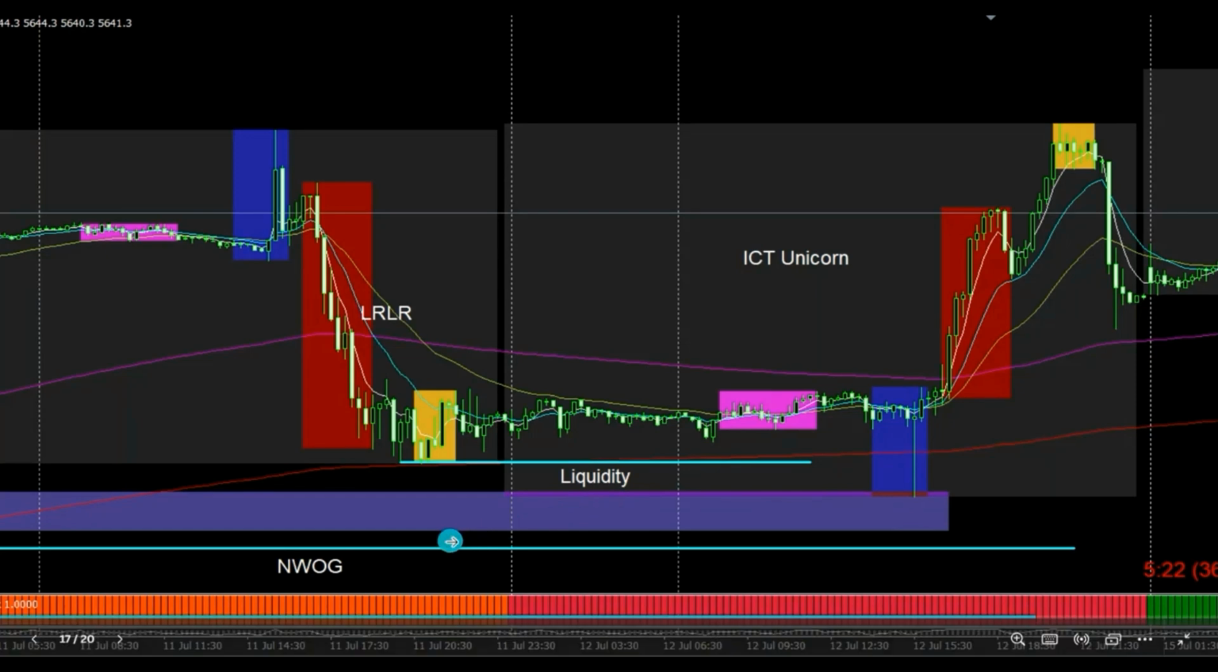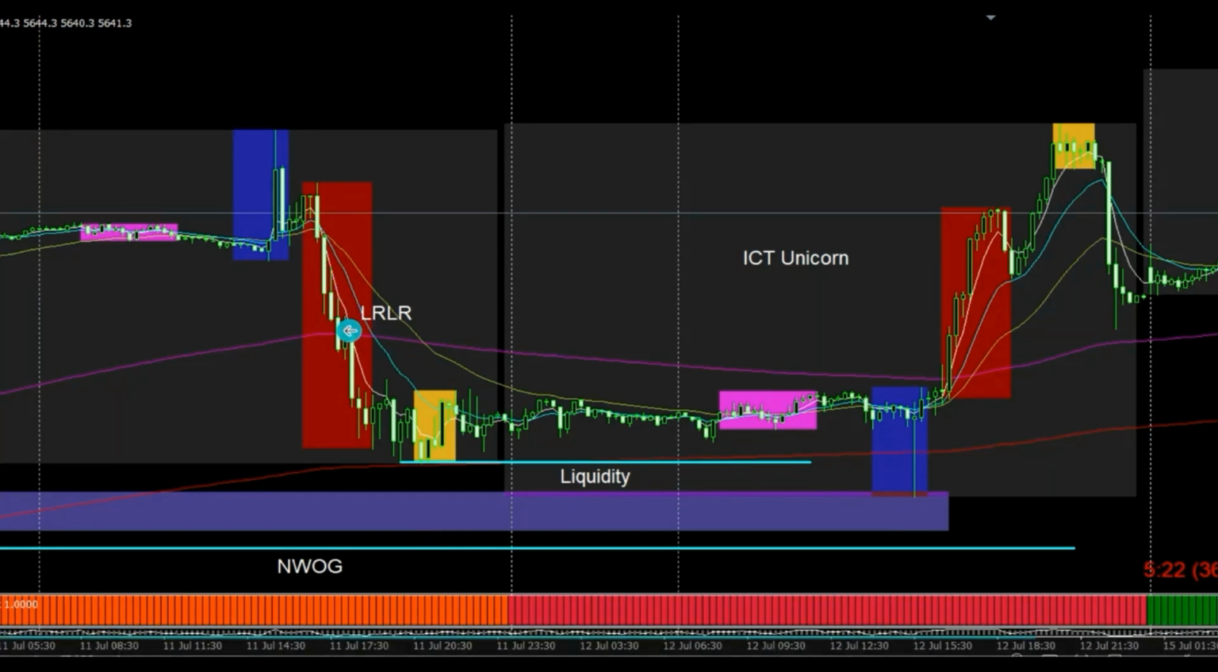Here is our new week opening gap. Here is low resistance liquidity. Now, true, this fair value gap is not low resistance, and especially since it has an order block inside of it. You also have another fair value gap right here. This section, however, is definitely low resistance.